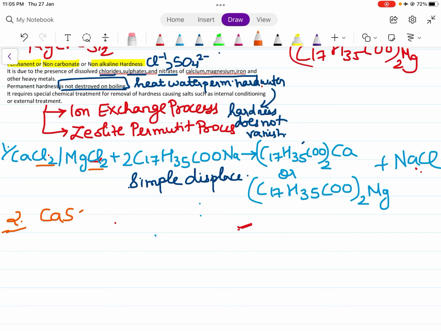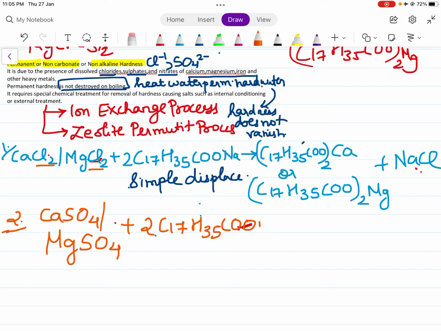Now I will take sulfate. So let us take sulfate and check. So I will take CaSO4 or I will take MgSO4. I will react it with 2 C17H35COONa. So what is this? This is nothing but sodium stearate.